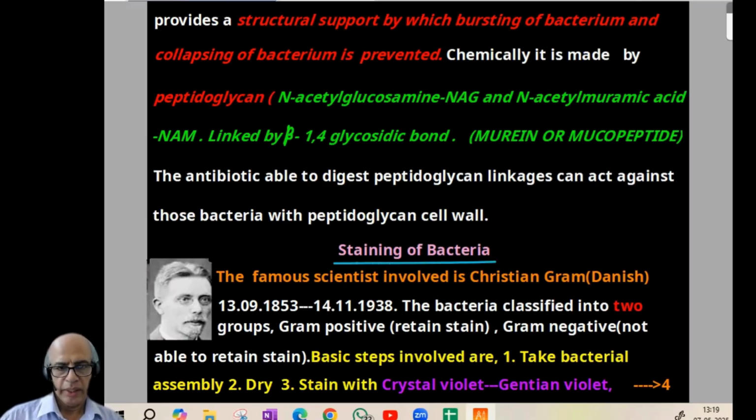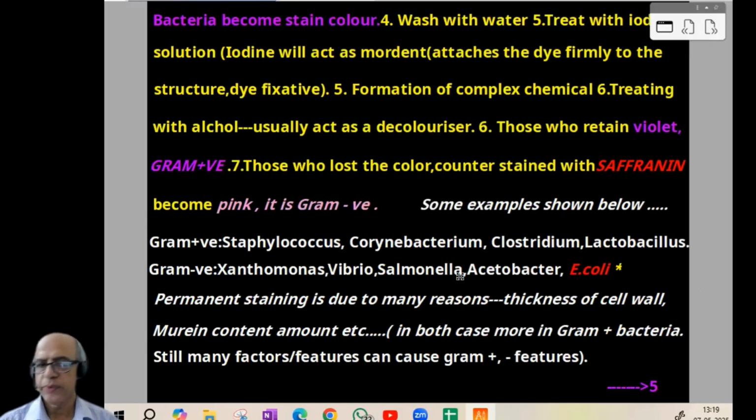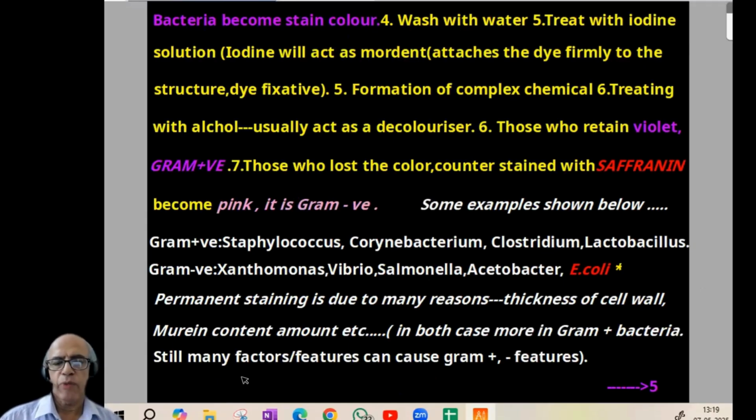Steps, as you know: take the bacterial smear, dry it, stain with crystal violet, gentian violet, and it becomes stain colored. Wash with water, treat with iodine solution. Iodine will act as a mordant, that is, mordant means it attaches the dye to the structure. So, a fixative, formation of a chemical complex. Treat with alcohol, which acts as a decolorizer. Those that retain violet are gram positive. Those that lose the color, counterstain with safranin, become pink, and are gram negative.